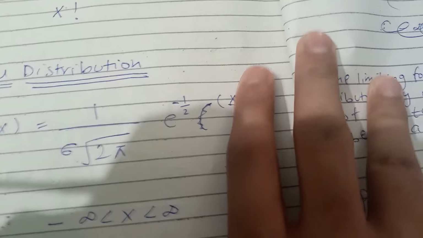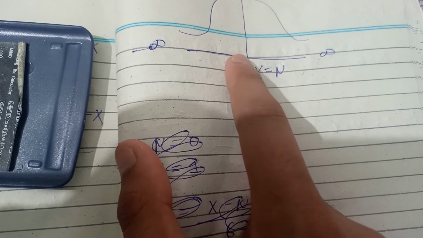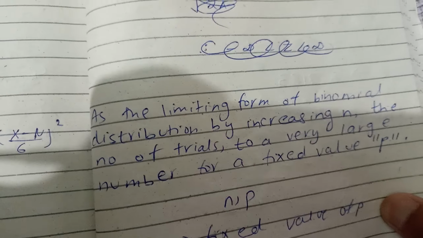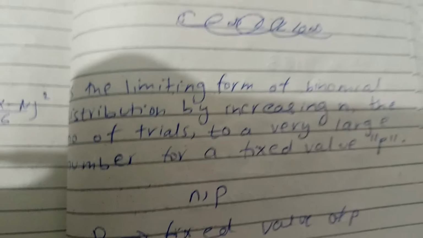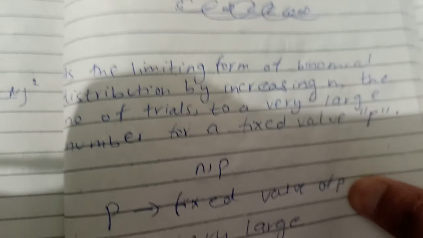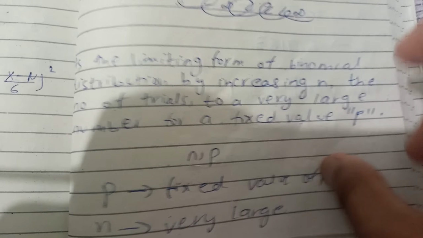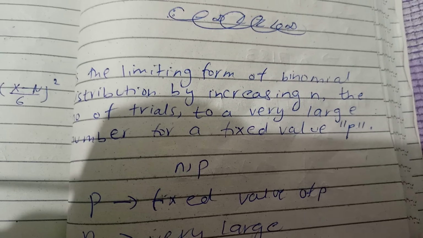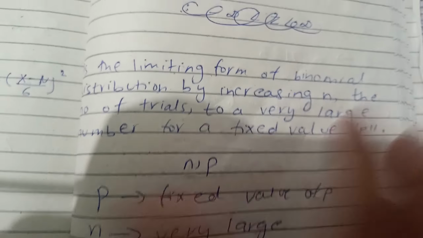As we had been with the graph of normal distribution, which is like this, from minus infinity to infinity, x is equal to mu here. Okay. So you need to know about its definition as a limiting form of binomial distribution by increasing n. Now we're going to increase n, the number of trials, to a very large number for a fixed value p. So p, the success rate, will be fixed there, and n, the number of trials, will be very large. So this will become a normal distribution.